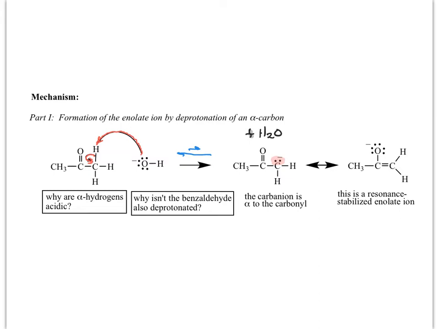Now, our resonance stabilization can also occur, and you should be able to show that, where the unshared pair of electrons falls in to make the second bond with the carbon, as the pi electrons from the oxygen are moved to the oxygen, and this transfers the negative charge to the oxygen. So the negative charge is shared between the oxygen and the carbon.